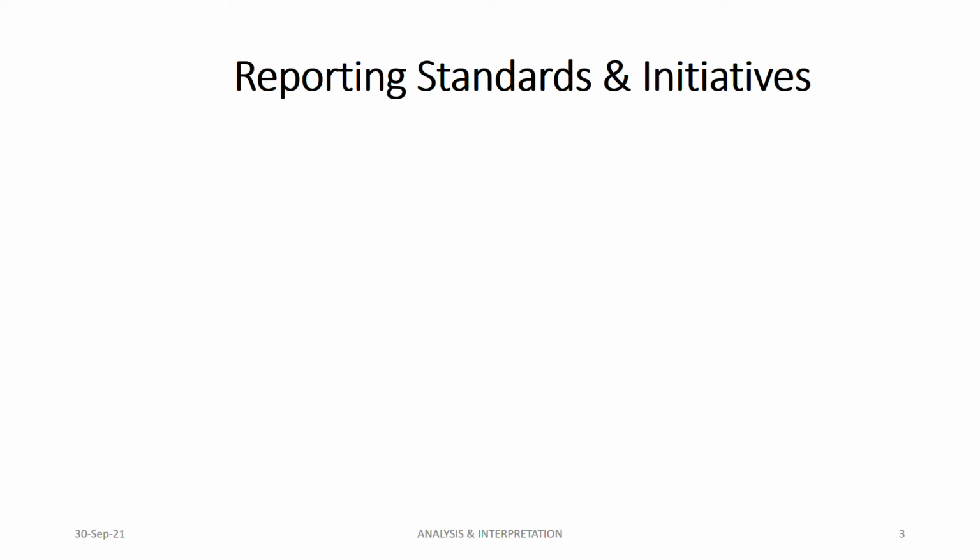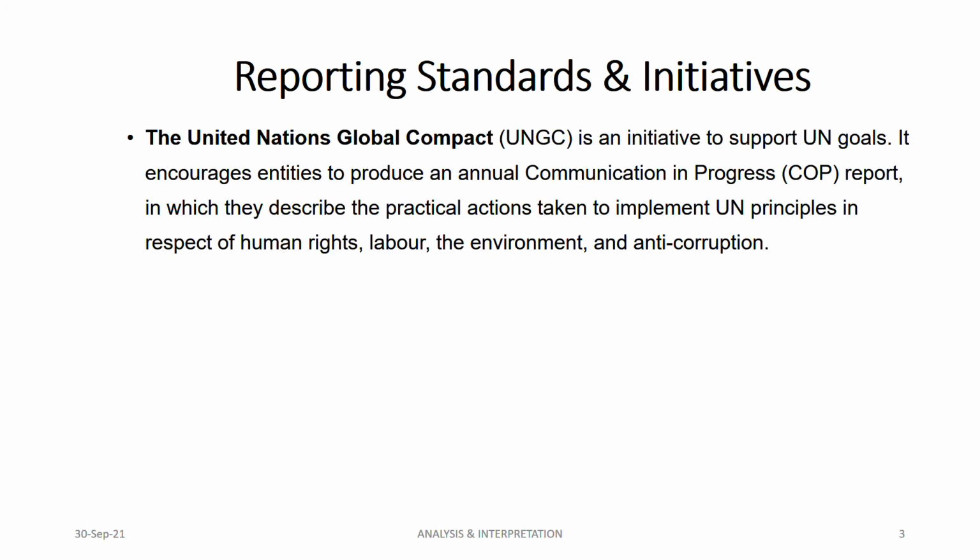Now, one is the United Nations Global Compact, known as UNGC. You don't have to know in depth what it does or how it processes. No, that's not needed. The main thing is that it is an initiative to support the UN goals. What are the United Nations goals? To respect human rights, to protect labor and the environment, and anti-corruption.